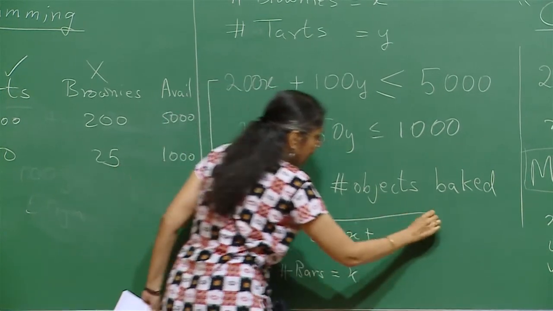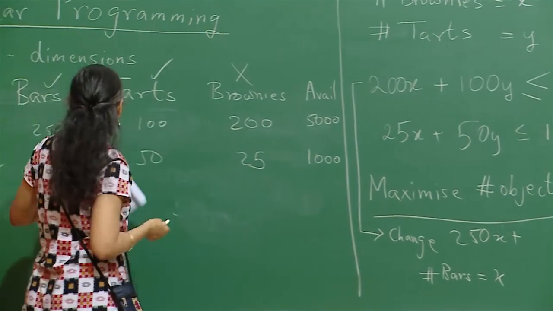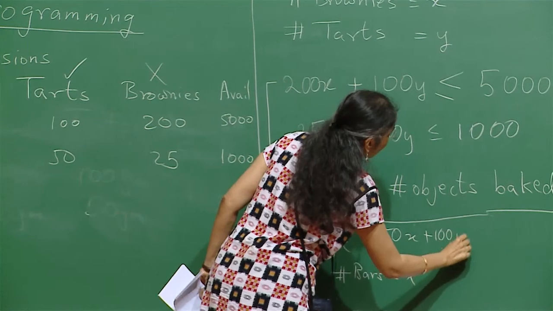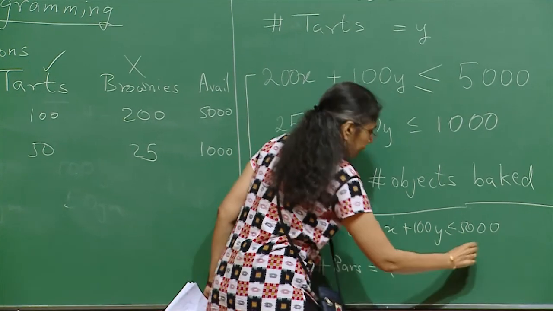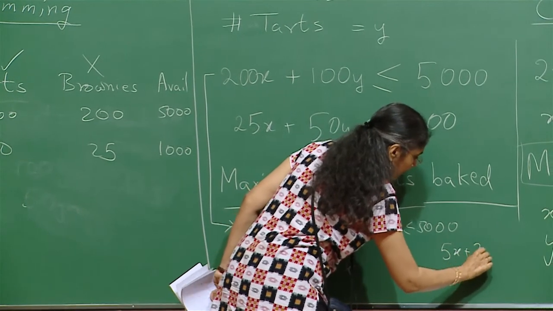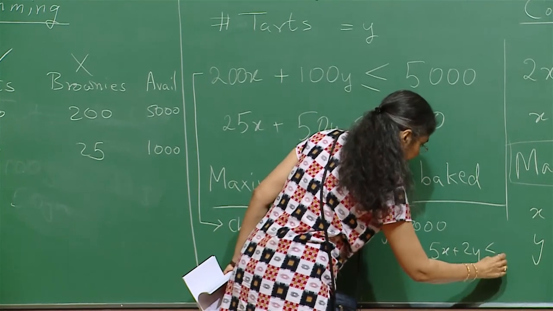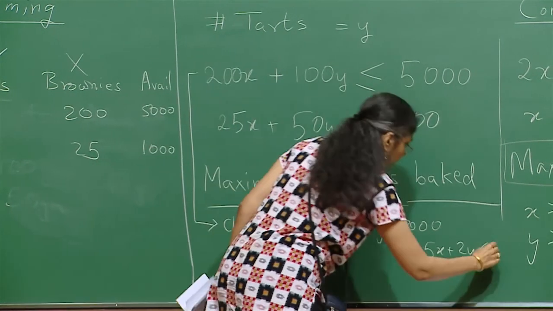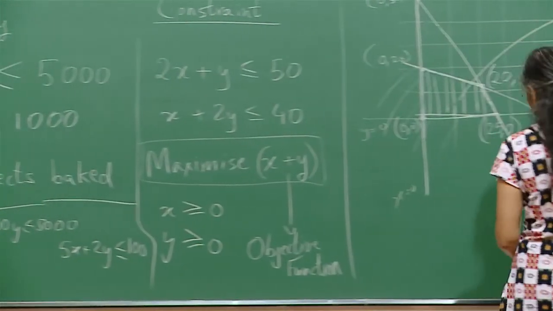So this is now a different solution. The number of bars is x. No brownies are being made. Then I need that 250x plus 100y is less than or equal to 5000, which is going to give me 5x plus 2y is less than or equal to 100. Okay. And now if I plot that here, what am I going to get?